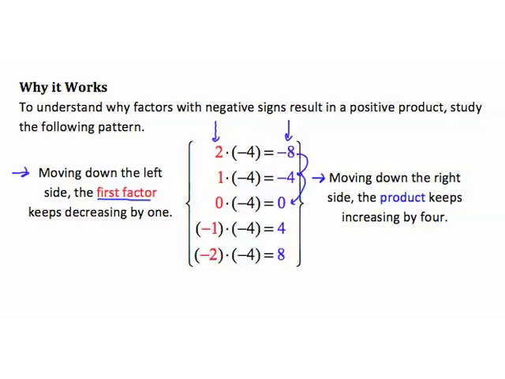And now we're going to decrease this red factor, and that means this right side has got to increase. So a negative 1 times a negative 4 actually gives me now a positive 4. And then a negative 2 times a negative 4 actually gives me a positive 8.